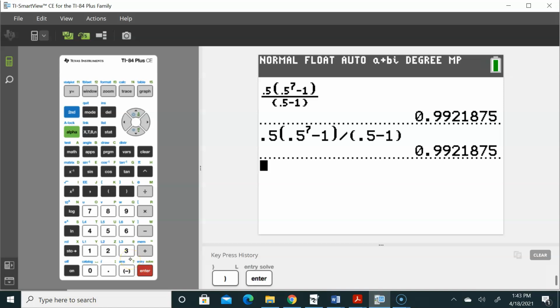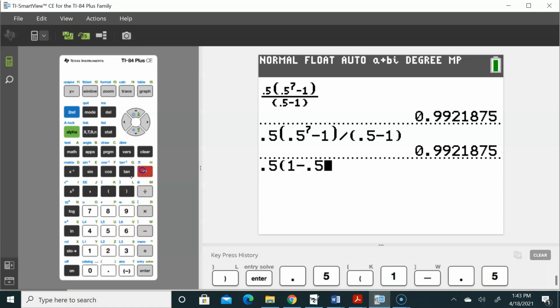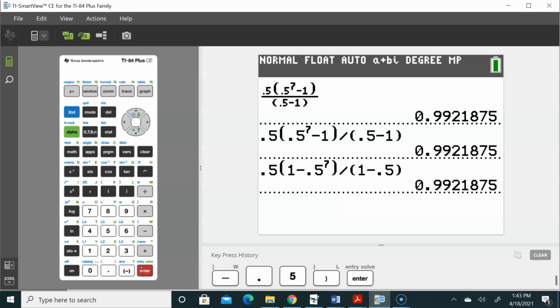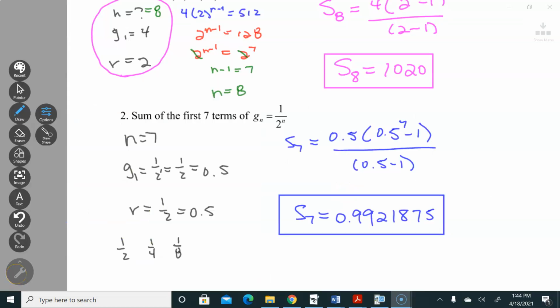Or, because 0.5 is smaller than 1, remember I could switch those two things inside the parentheses. I could have done 0.5 times (1 minus 0.5 to the 7th) divided by, and now instead of 0.5 minus 1, I have to do 1 minus 0.5. As long as you switch both things in parentheses, see how they're both in reverse order now, you will get the same result. And there's the final result, and unless I tell you to round, just write all the decimals. I will tell you when you need to round.